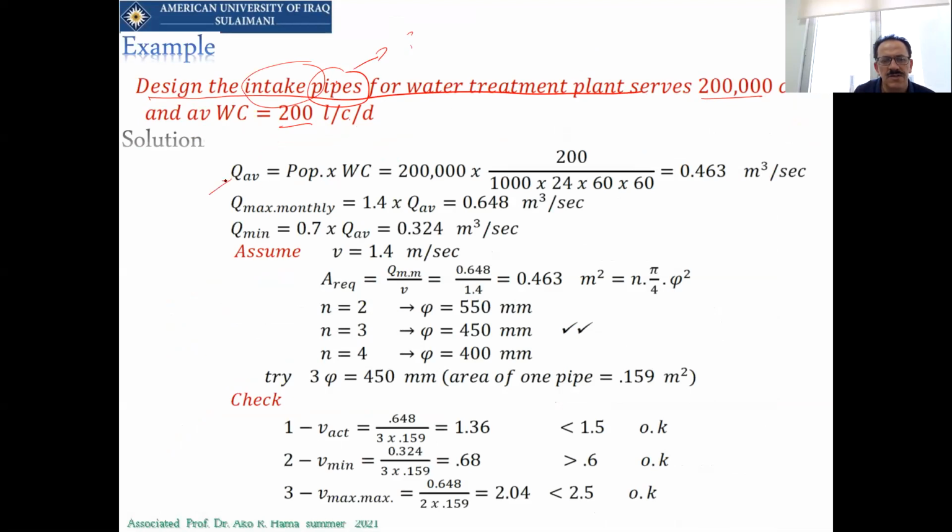As I said, the average design Q is equal to the population that we have times 200 liters per capita per day. So the population is 200,000 capita and the consumption is 200 liters per capita per day. Per day, this will become per second. 200 liters divided by 1000 will become meter cube. So this number will get you meter cube per second. Do you have any problem with this calculation till now?